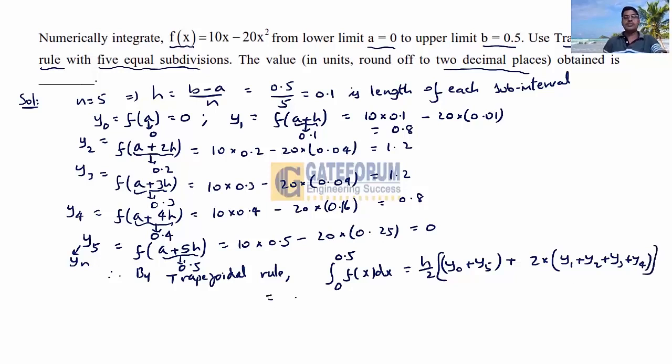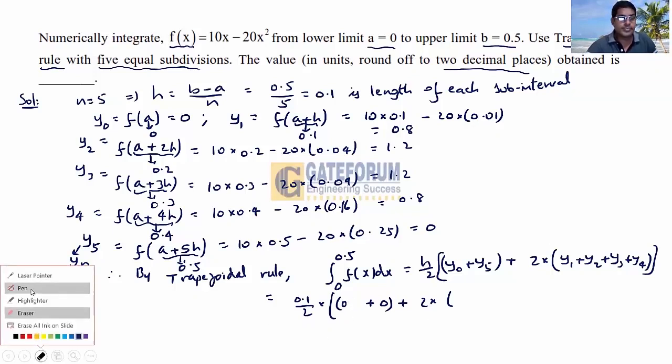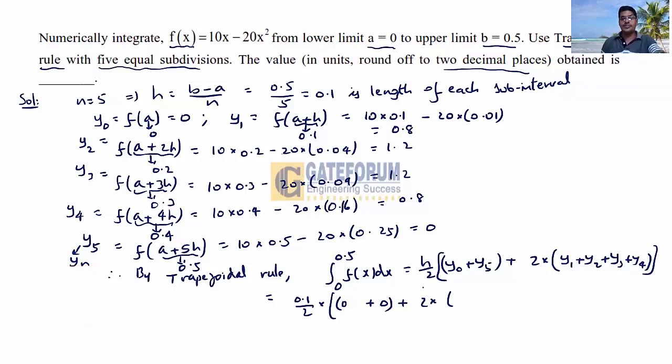So h value is 0.1, 1 by 10 I can write, so 0.1 by 2 into y naught 0 plus y5 0 plus 2 into y1 value 0.8 plus y2 is 1.2 plus y3 is 1.2, y4 is 0.8. So please calculate: 1.2 plus 1.2 is 2.4, 0.8 plus 0.8 is 1.6, 2.4 plus 1.6 is 4, 2 into 4 is 8, 8 by 2 is 4, 4 into 0.1 simplifies to 0.4. So the answer is 0.4. This is the end of the question.